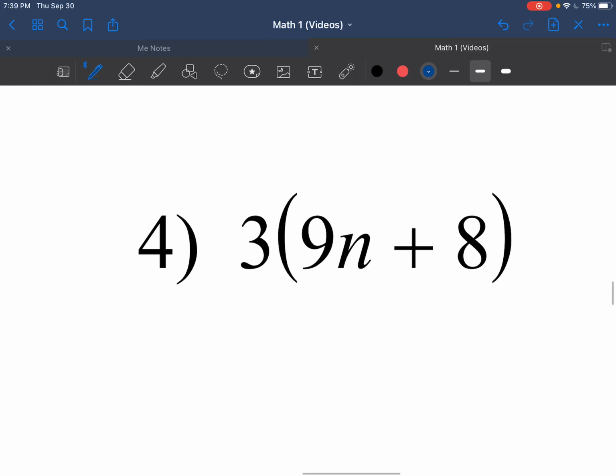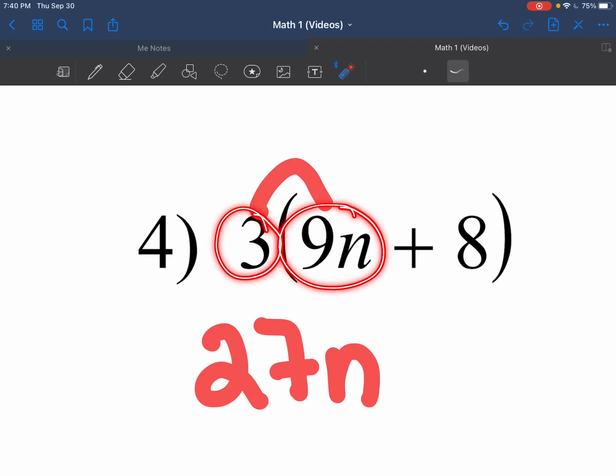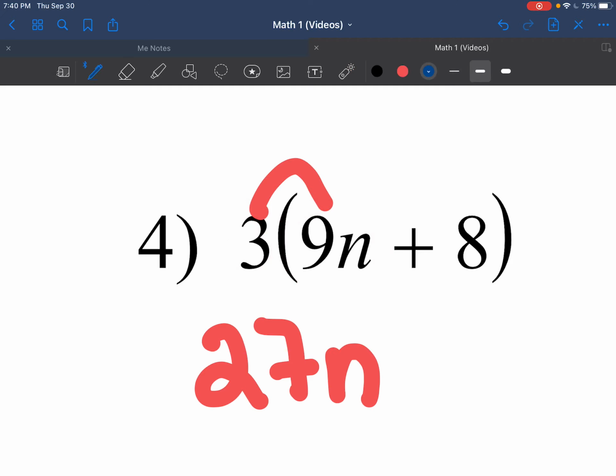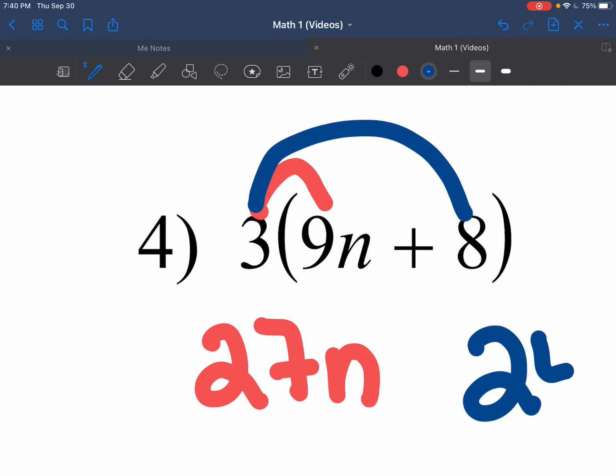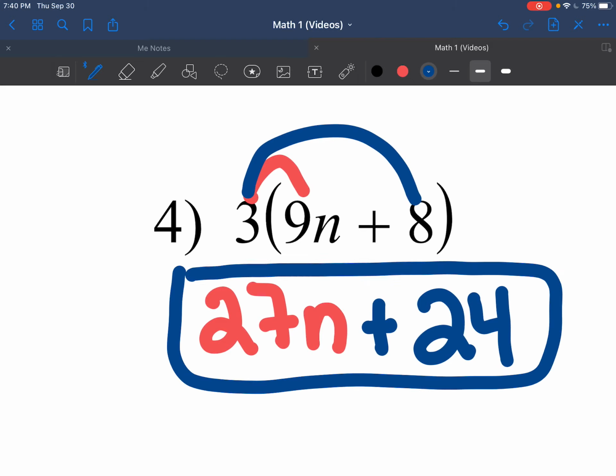Next up, we have 3 times 9n plus 8. 3 times 9n is 27n, and it stays positive. Because this number outside, this 3 is a positive. Since this 9 is a positive, they stay positive. 3 times 8 is 24, and it stays positive. We didn't have a negative we were dealing with, so nobody's signs get flipped.